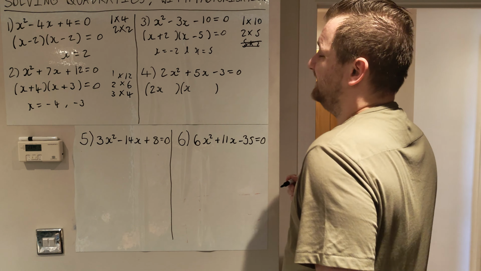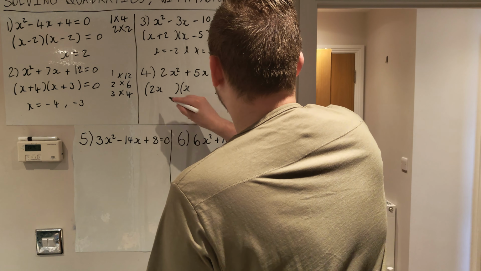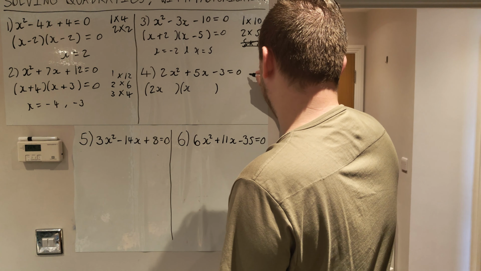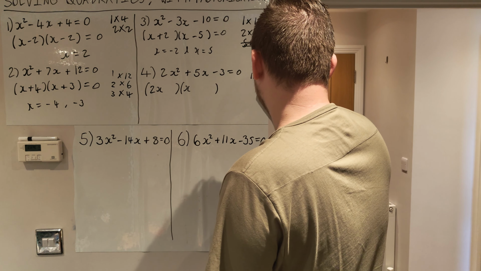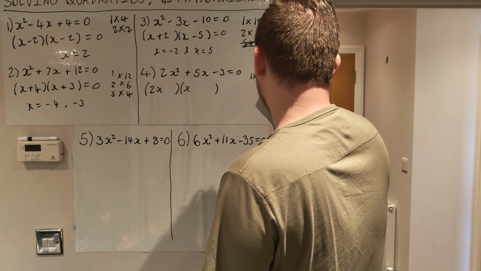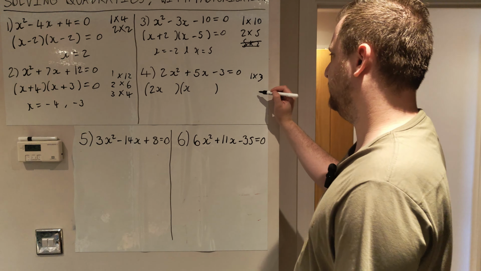But I suppose it makes sense. Doesn't matter, you can do it either way. But I think that's best practice. So 1 times 3. So immediately 1 will be positive and 1 will be negative.